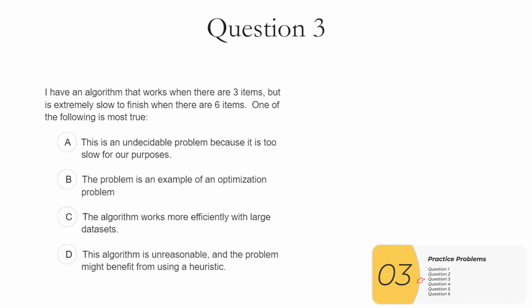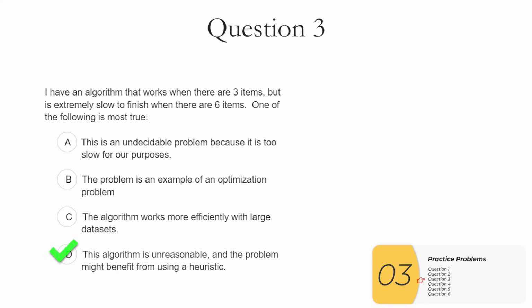3, I have an algorithm that works when there are 3 items, but is extremely slow to finish when there are 6 items. One of the following is most true. So in the previous problems, we're sort of making it obvious right away whether something is unreasonable or not. In this problem, we need you to recognize that it's unreasonable from the symptom, which is that it scales really badly. So once you recognize that it's an unreasonable problem, you know you're looking for a heuristic, which of these options, the only one is D.